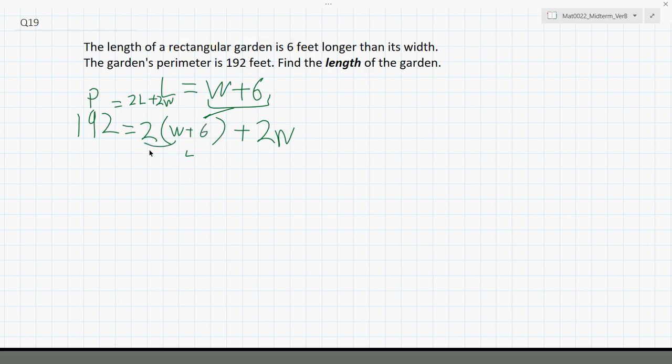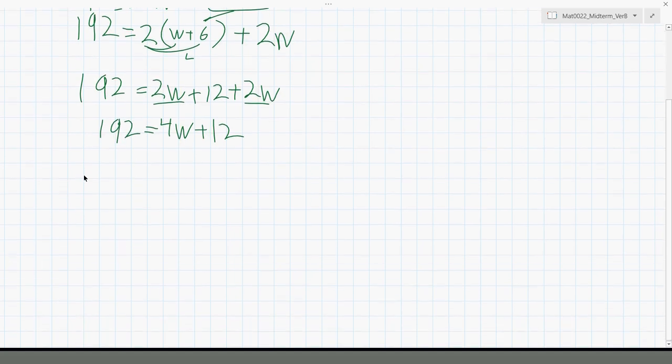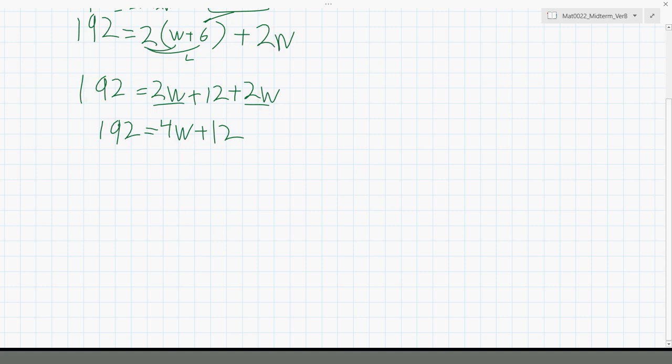At this point, we have to do distribution. So we'll do 2W plus 2 times 6 is 12 plus 2W again equals 192. At this point, we will now move the W's together, and then we'll move the numbers across. So 2W and 2W, because they're like terms, will be 4W plus 12 equals 192. Gotta move my screen down. We're now going to do reverse PEMDAS to get everything away from W, right? Because we now have the equation all set up.